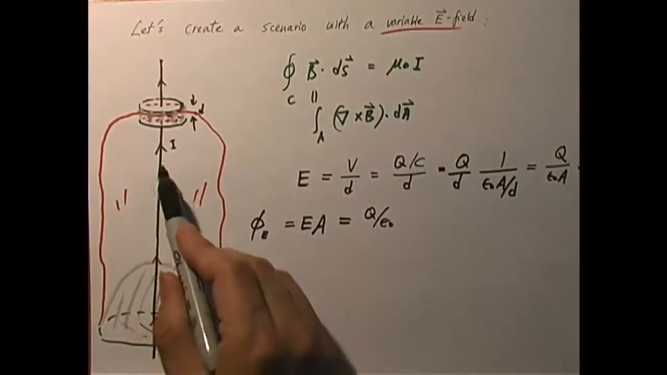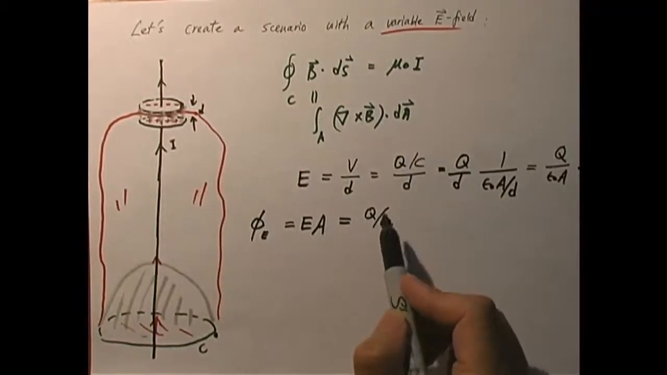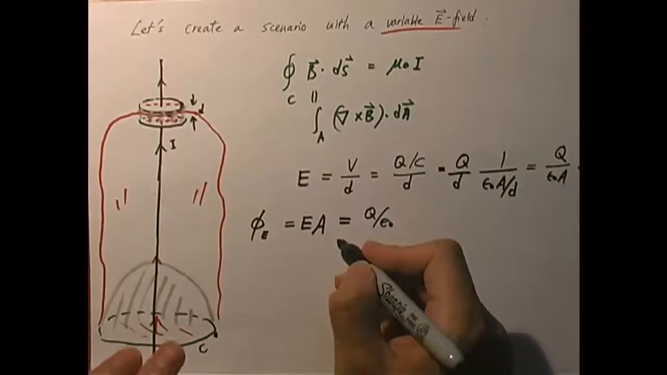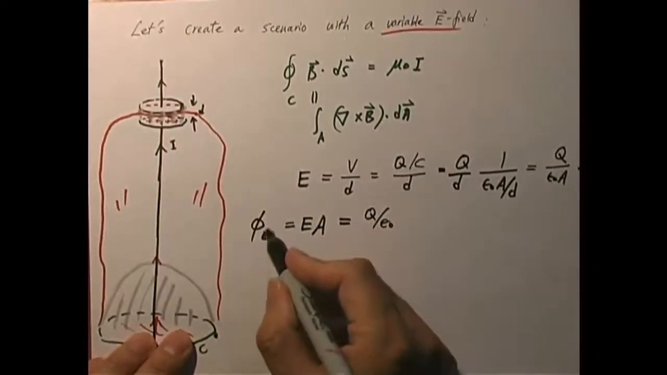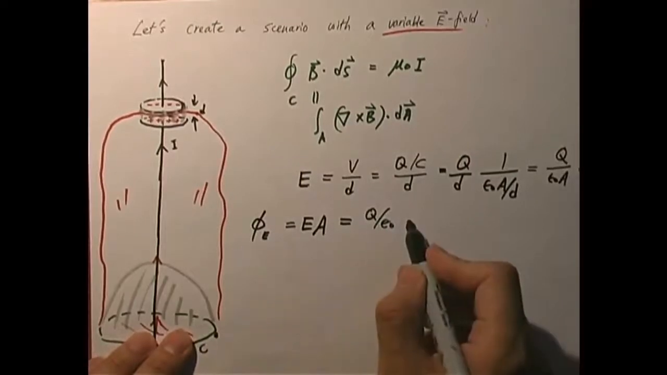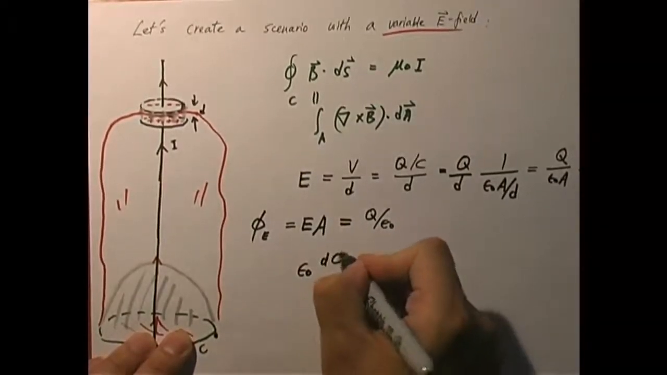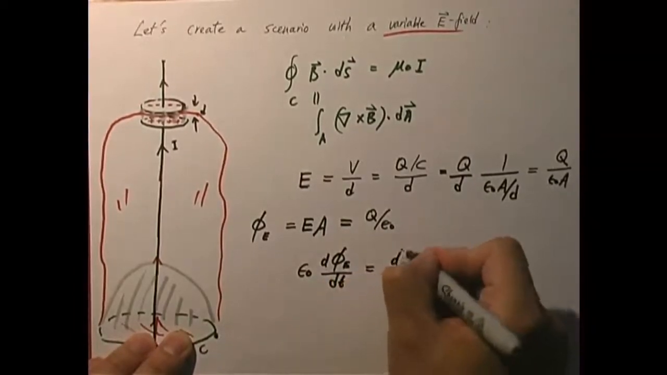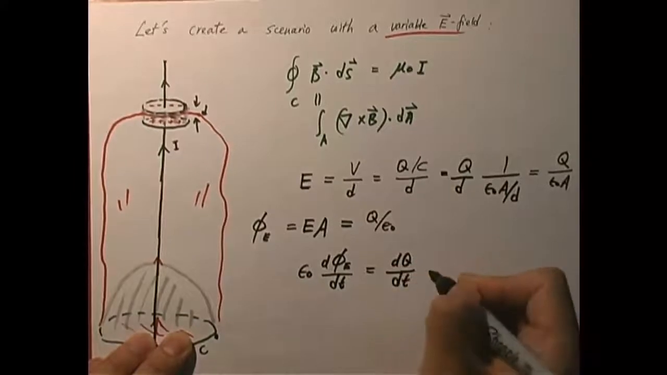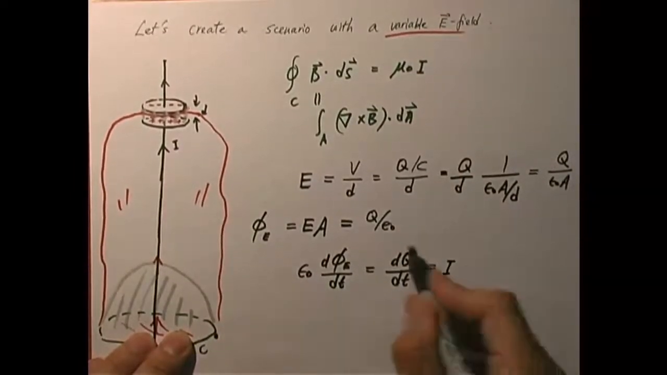Now, the current, on the other hand, is not equal to Q. It is equal to dQ over dt, right? So to get the current, I'm going to take the time derivative of both sides. I'm going to move that epsilon over, so I get epsilon naught d phi E dt equals dQ dt. And that equals the current. Isn't that true, that I equals dQ dt?